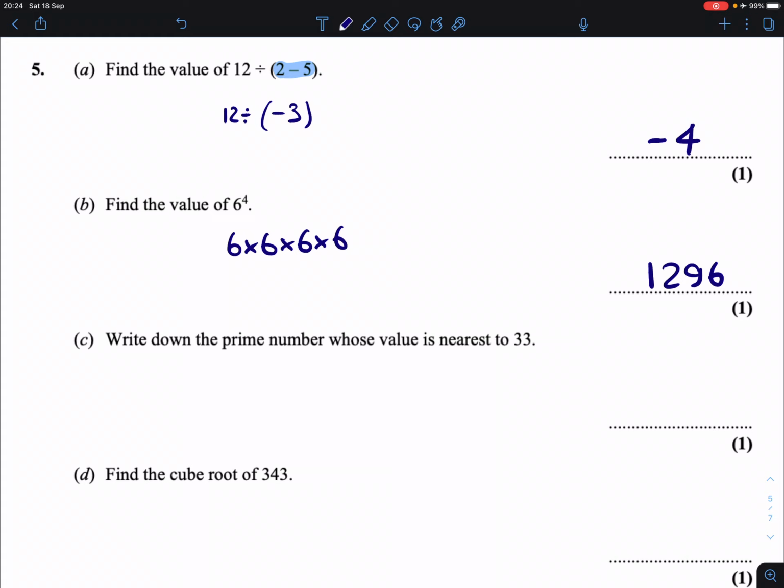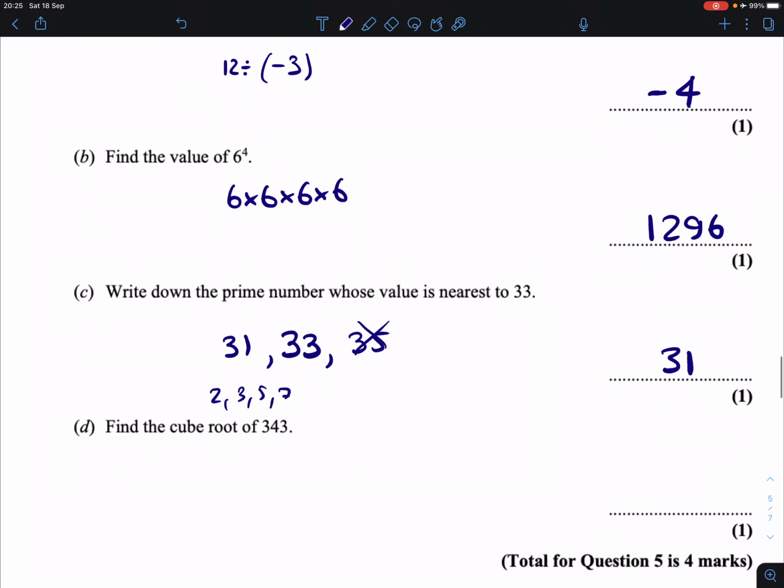Part C, write down the prime number whose value is nearest to 33. Well, whenever you're trying to find prime numbers, what you should be looking for is odd numbers that are close to it and then seeing whether or not they're prime. So we can look at 35 afterwards, but because it ends in a 5, other than the number 5 itself, that's not going to be a prime because we can divide it by 5. So then look one below it, we get 31, try and divide it by 2, 3, 5. Any of the primes below it will not divide it, which means 31 is a prime number.